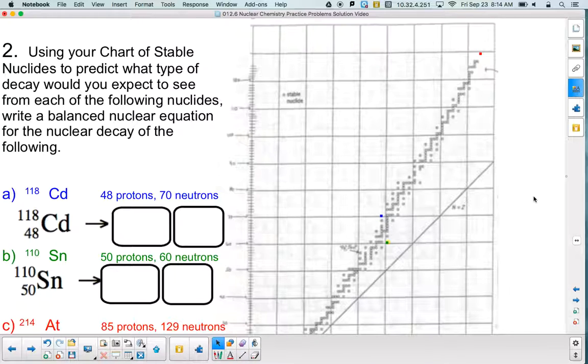Now, based on the location of these dots on our chart of stable nuclides, I can predict what type of radioactive decay they're going to undergo. The cadmium is located right here, which is slightly up and to the left of the diagonal cluster of dots, so my cadmium is going to undergo beta decay. So the first particle in my cadmium equation is going to be a beta particle.